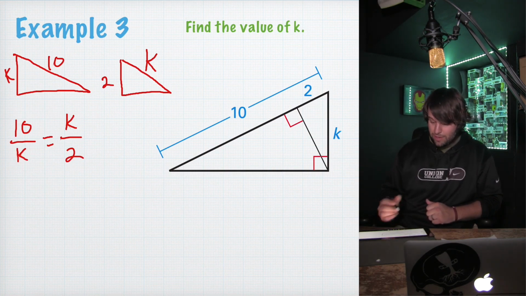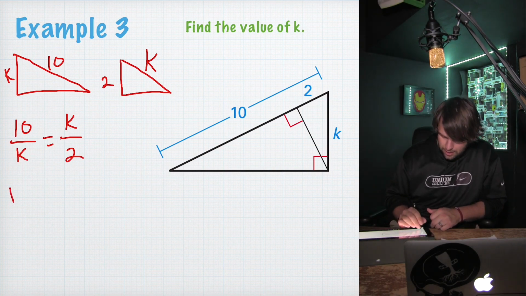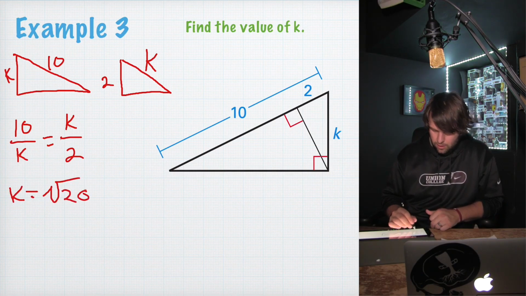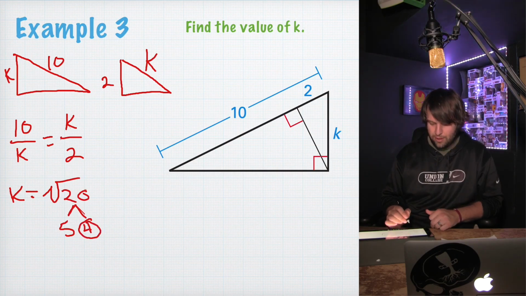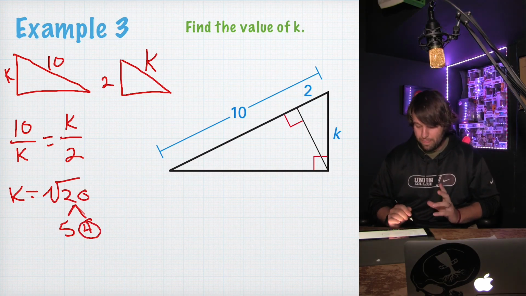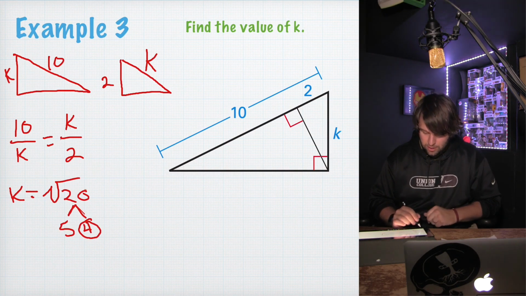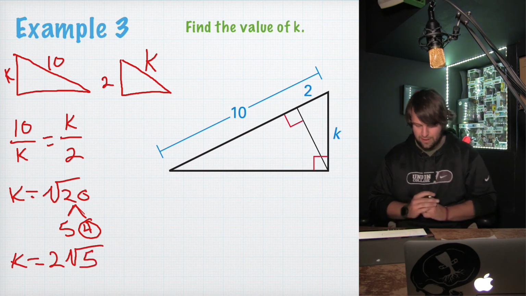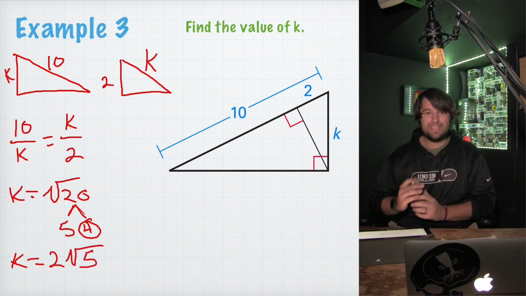As you see, it's a geometric mean, so we could just jump to K equals square root 20, which breaks down to 5 and 4, where 4 is a perfect square. So K equals 2 square roots of 5. Okay, hope that made sense.